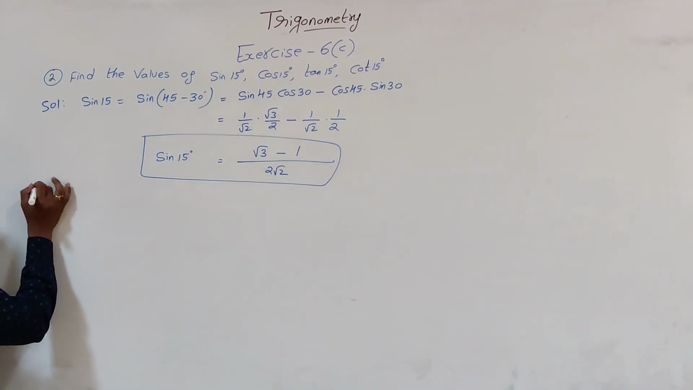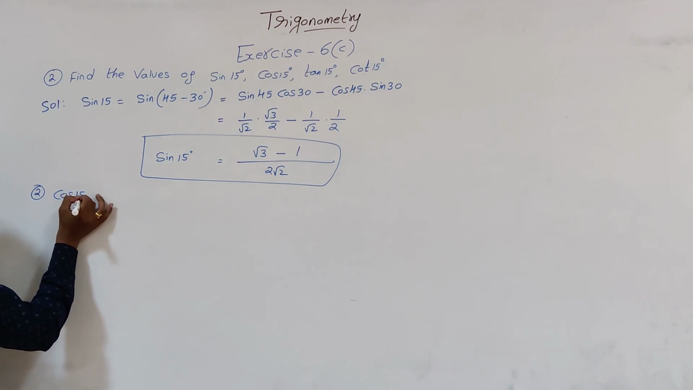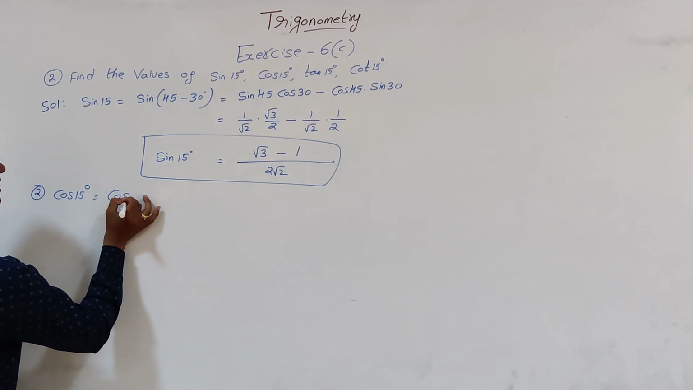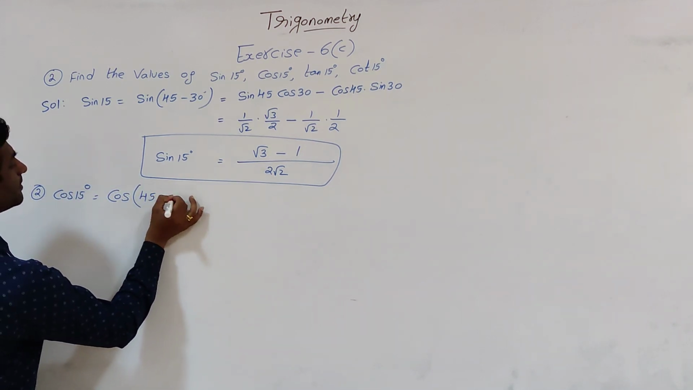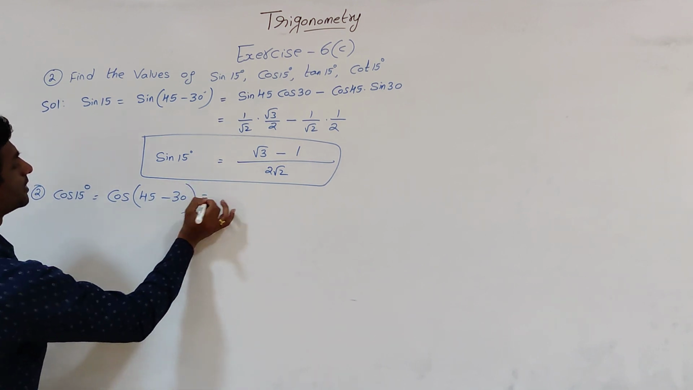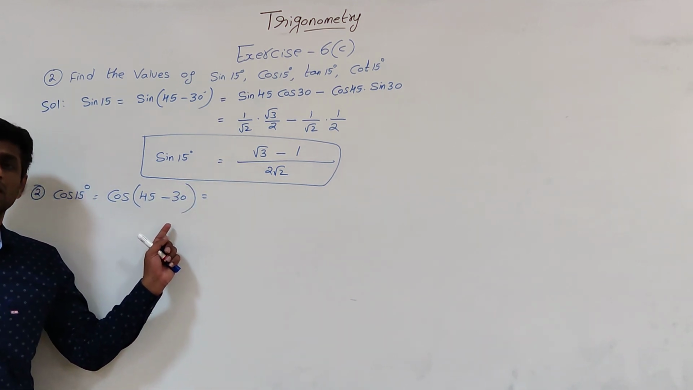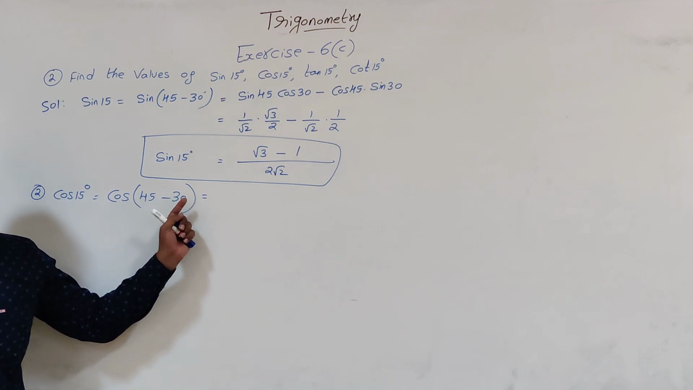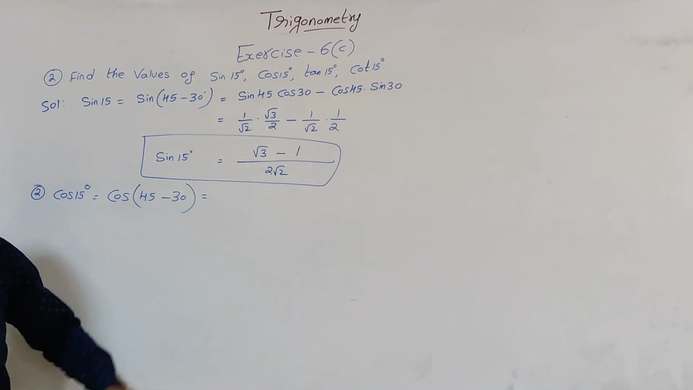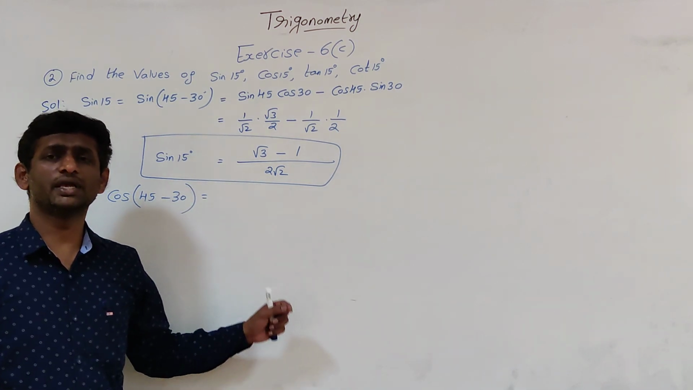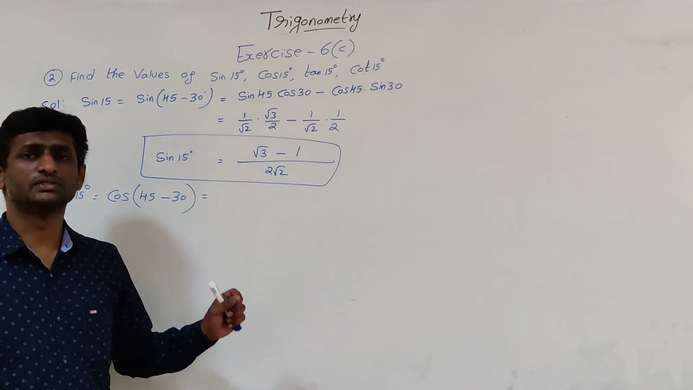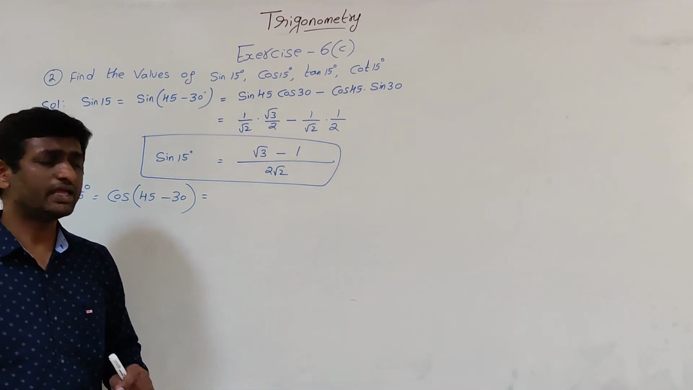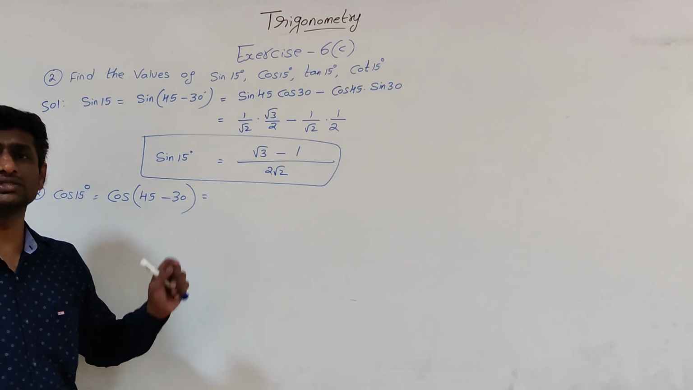Next, cos 15 degrees. That can be written as cos of 45 minus 30 degrees. So it is in what form? Cos of a minus b. So what will be cos of a minus b? Cos a cos b plus sin a sin b, where a is 45 and b is 30 degrees.